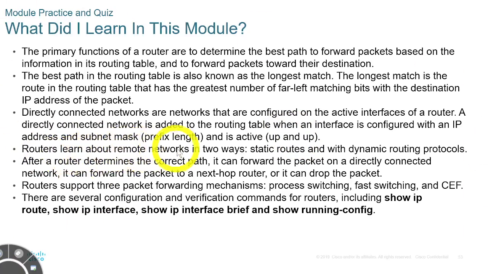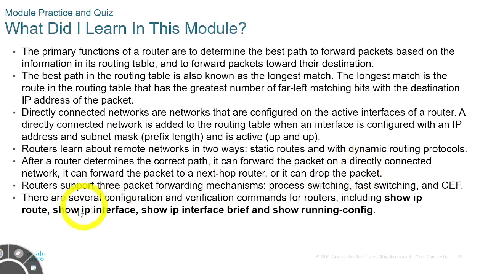Routers learn about remote networks in two ways: static routes and dynamic routing protocols. After a router determines the correct path, it can forward the packet on a directly connected network. It also can forward the packet to the next hop, or it can drop it. So three things: it can forward to a directly connected network, to the next hop router, or it can drop.